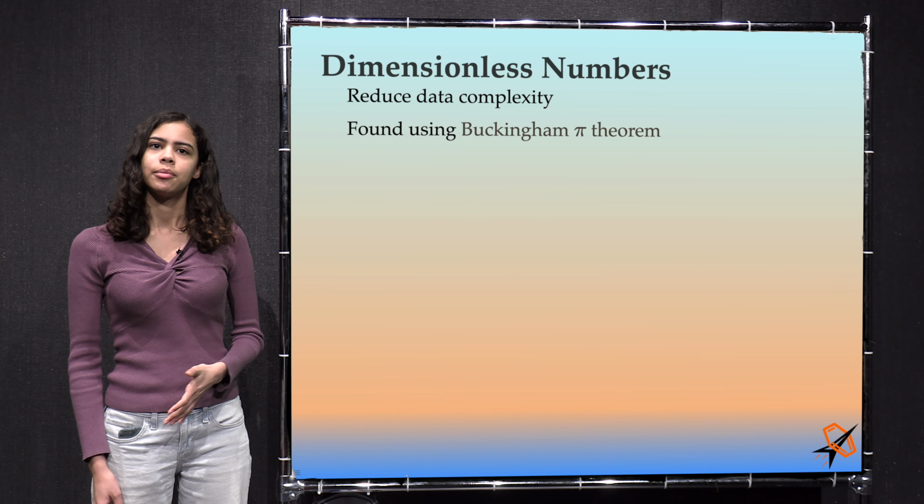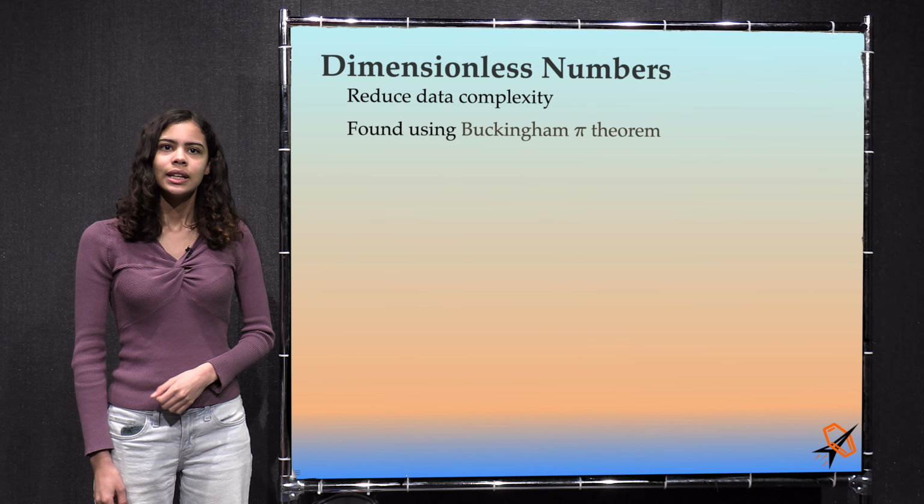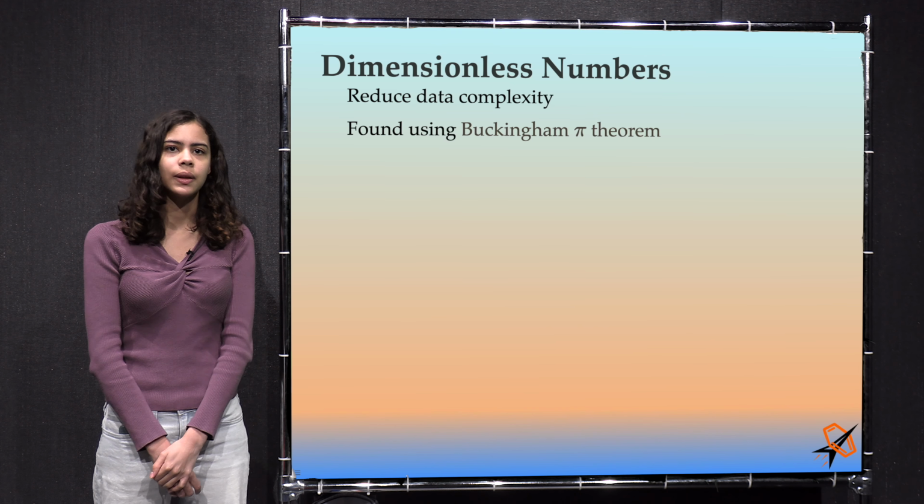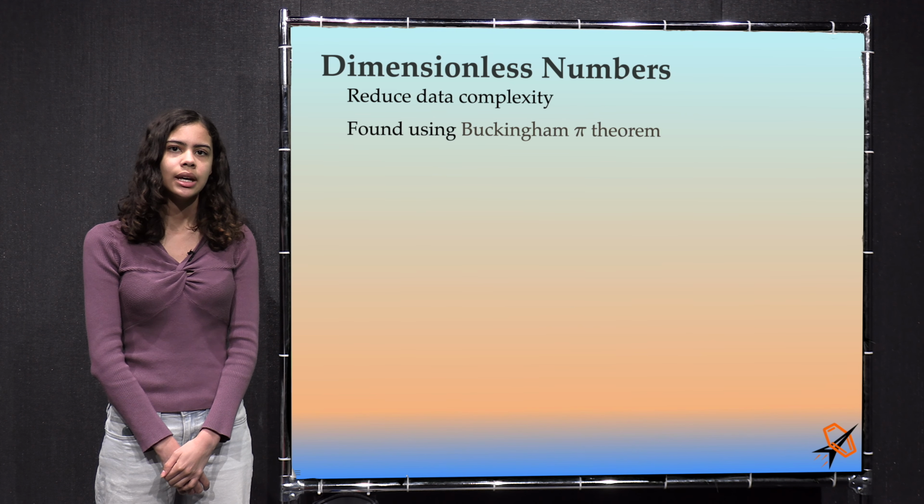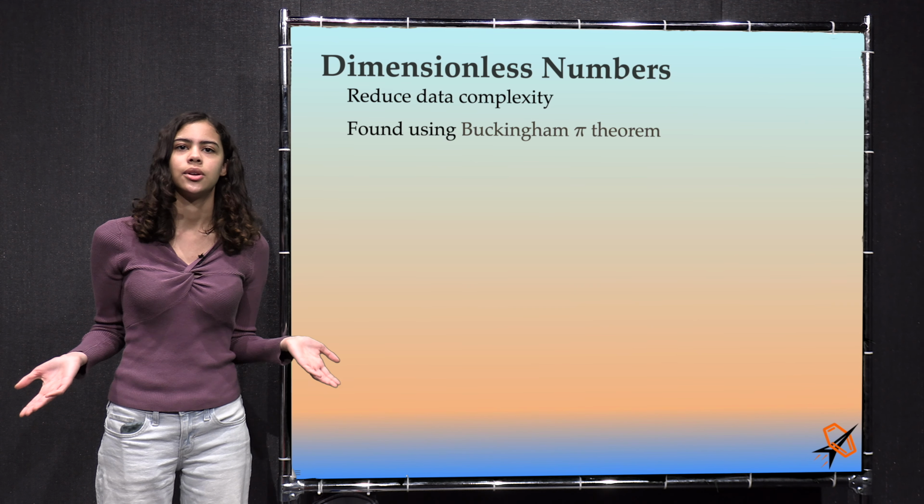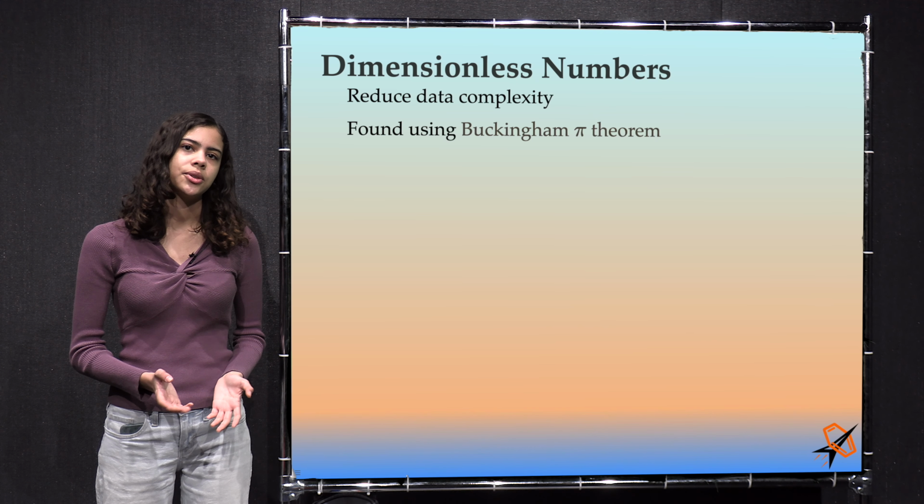If you haven't yet learned Buckingham Pi, you will sometime during your engineering education. The Wikipedia article on Buckingham Pi is an excellent place to review. The link is in the video description. Basically, as long as you use a consistent set of units, it doesn't matter which set of units you use. The dimensionless numbers will calculate to the same value.